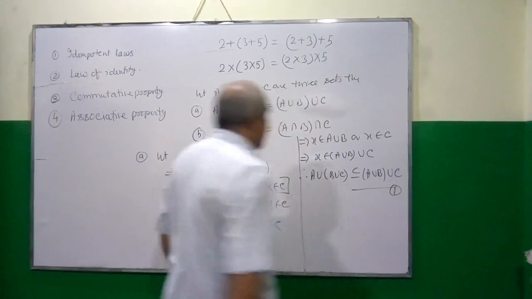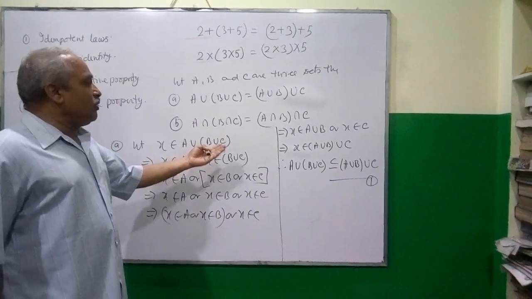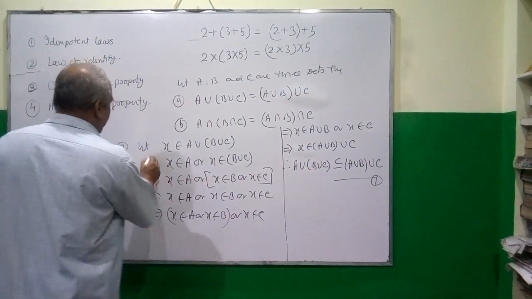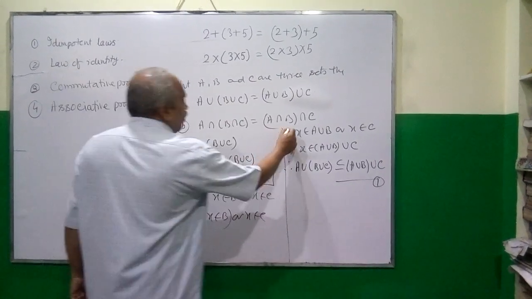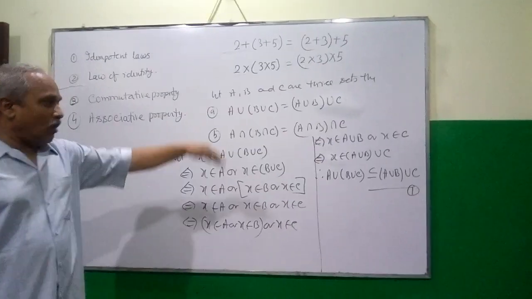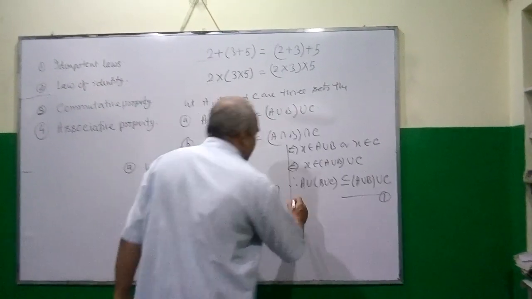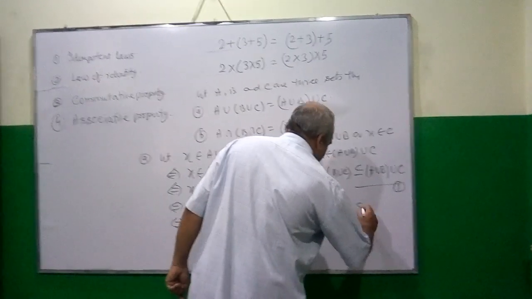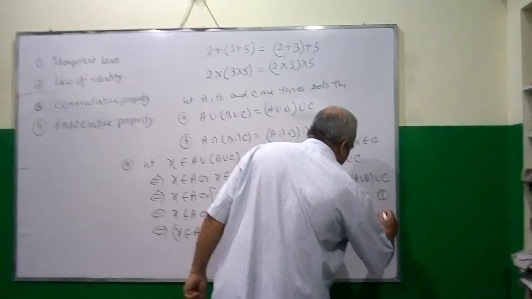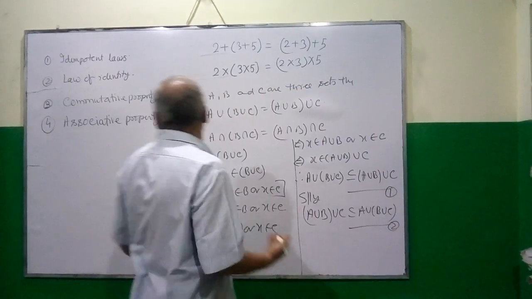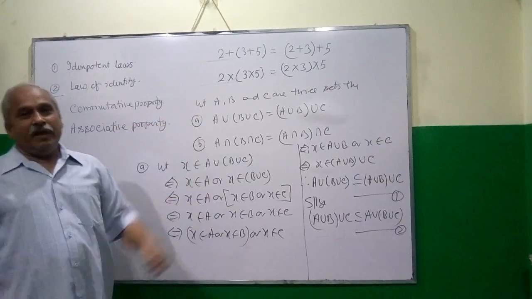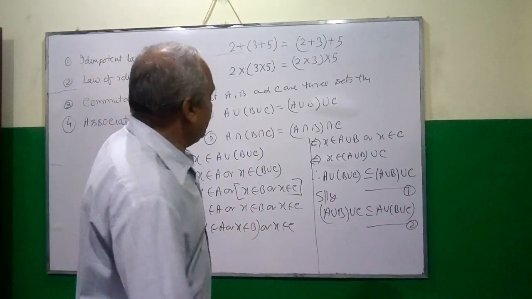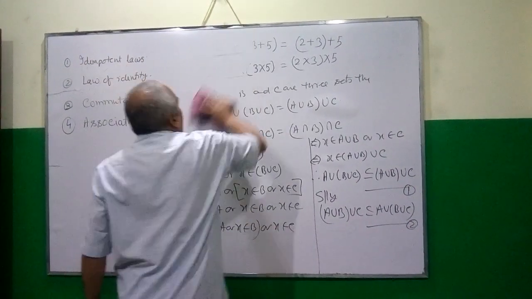For the second part, according to the rule, we should start from here and reach here. But logically, if you write implied and implied by, there is no change, there is no need to solve this again. Therefore, we simply write similarly, A union (B union C) is a subset of (A union B) union C. And from 1 and 2, you write this equal to this. Okay? And I hope it is clear.